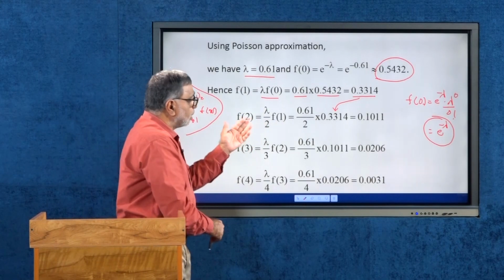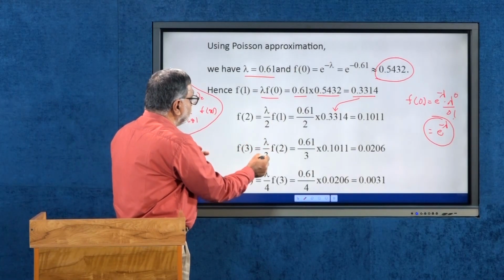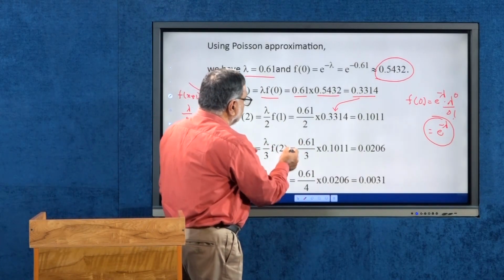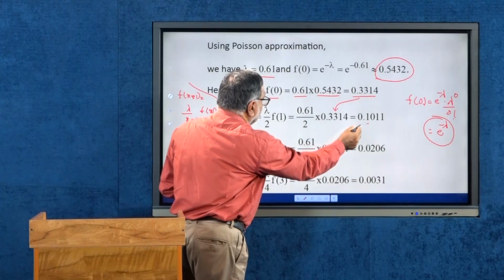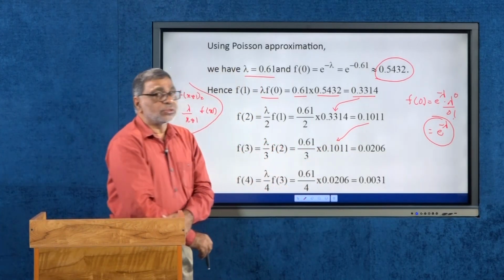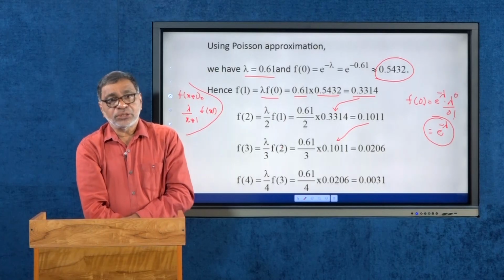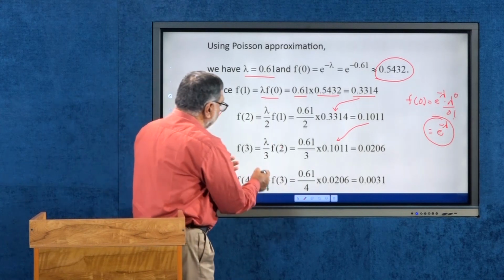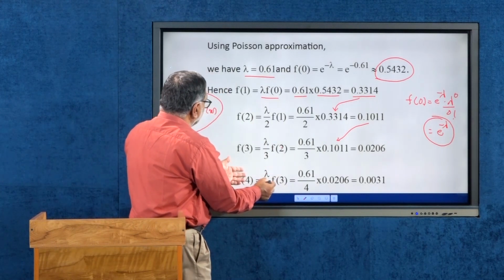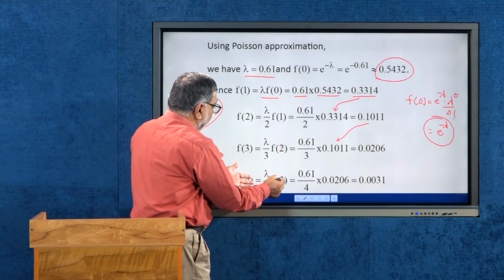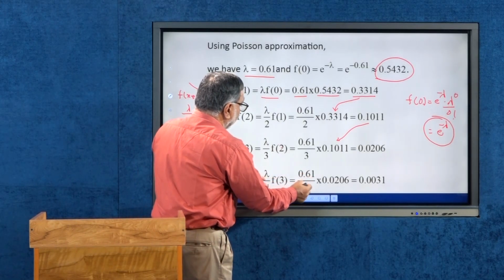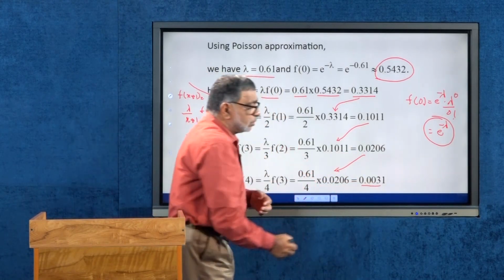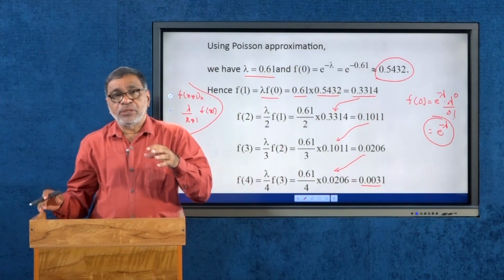And F3: lambda divided by 2 plus 1, that is 3, times F2, so 0.61 divided by 3, and the F2 value we have already calculated, 0.1011, which gives 0.0206. F4, what is F4? Lambda divided by x plus 1, that is 4, times F3, so 0.61 divided by 4 times 0.0206 substituted here.